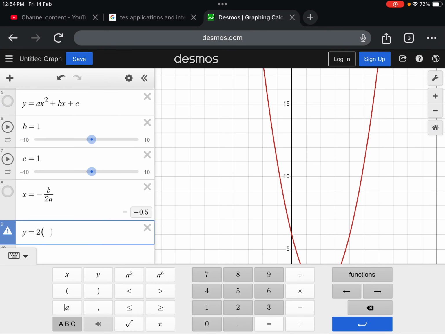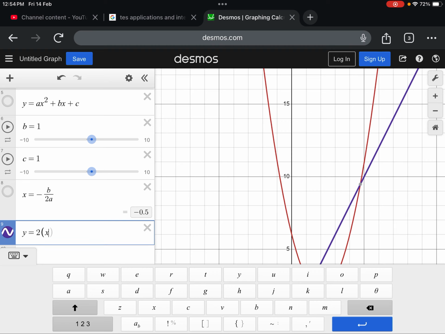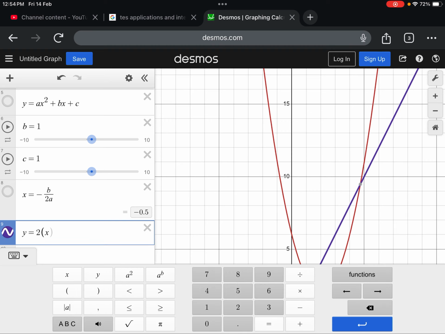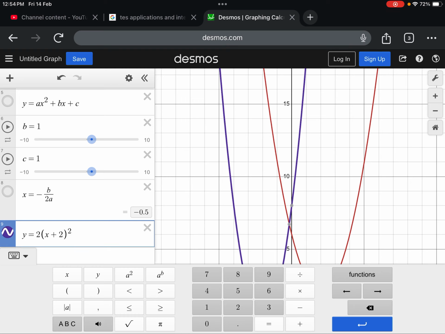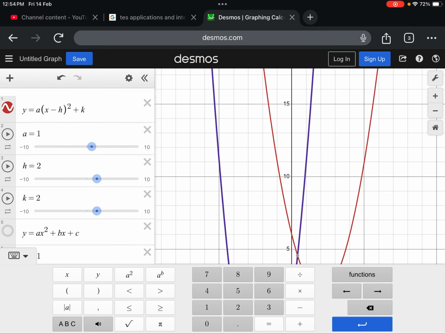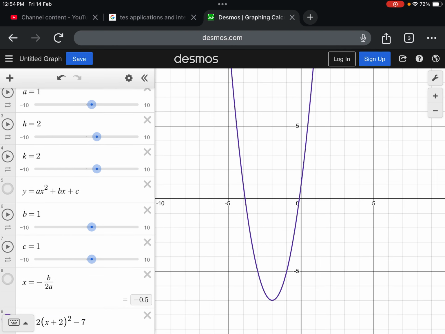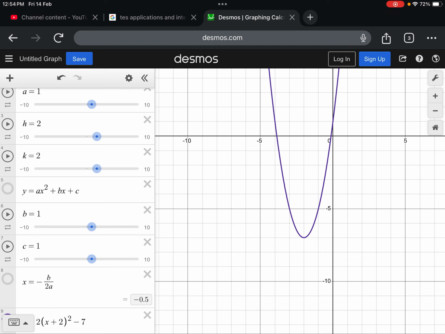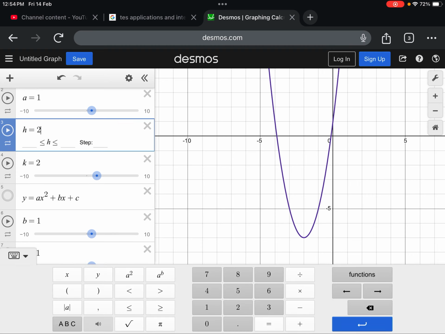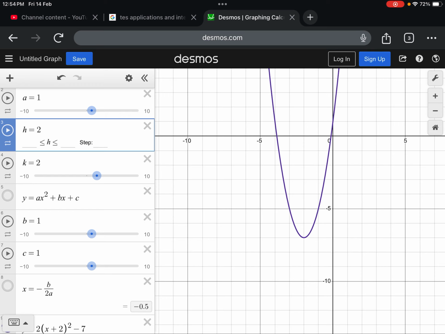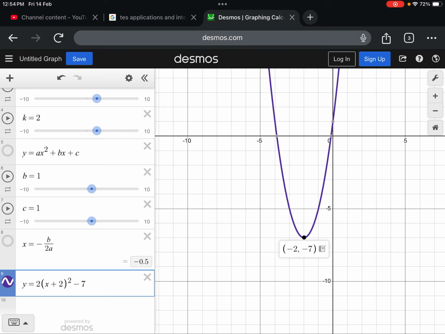So this will be 2, bracket x plus 2, squared, and I'll put a minus 7. Okay, I'm going to turn off this. Right, and I want you to look at this little graph here. I want you to look at this function that we just came up with, which is 2(x plus 2) squared minus 7. Now I want you to look at this vertex here, which is (-2, -7).